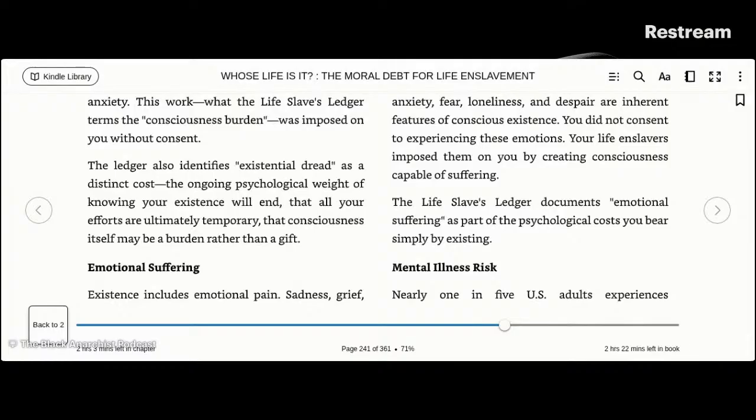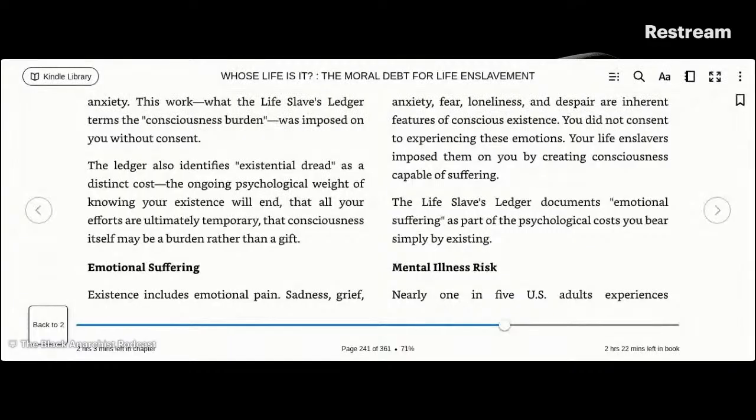Emotional suffering. Existence includes emotional pain. Sadness, grief, anxiety, fear, loneliness, and despair are inherent features of conscious existence. You did not consent to experiencing these emotions. Your life enslavers imposed them on you by creating consciousness capable of suffering. The Life Slave Ledger documents emotional suffering as part of the psychological cost you bear simply by existing.